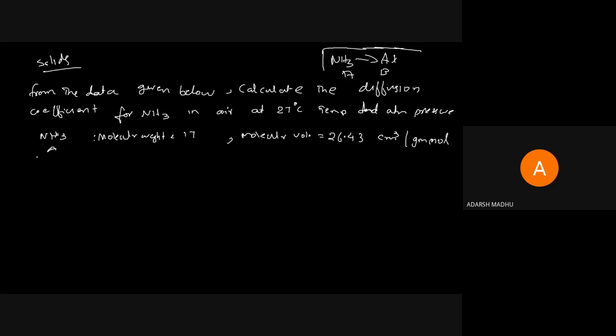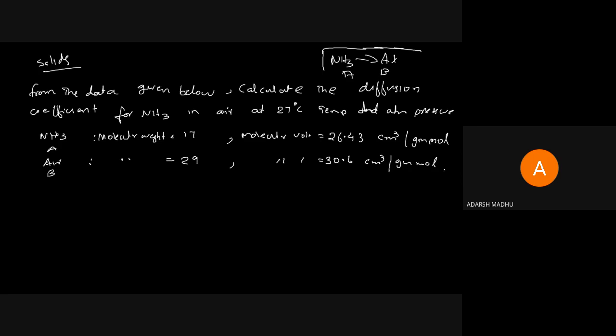Okay. Molecular weight and molecular volume are given in the case of NH3, and air also. Air is body B, and the molecular weight is given as 29 and molecular volume is given as 30.6 centimeter cube per gram mole.